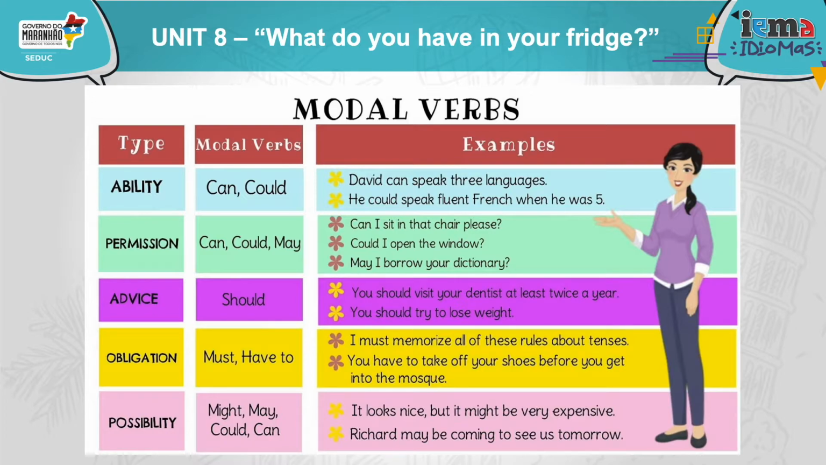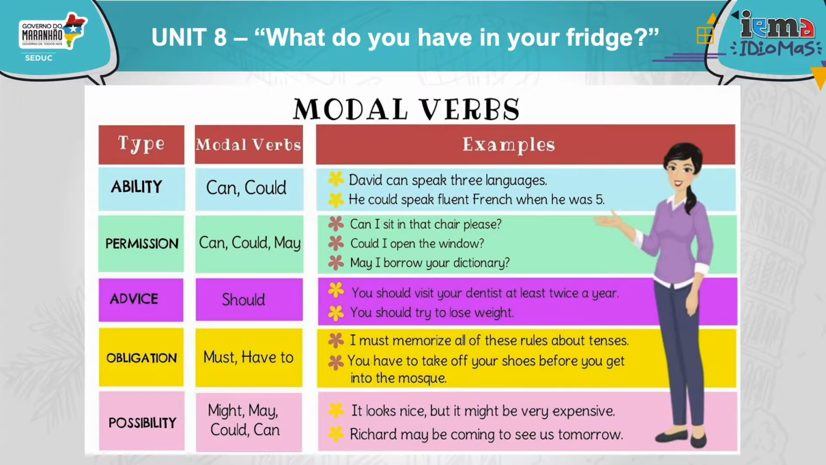And we have there about possibilities. We have there might, may, can, and could. If you see, can is a very common verb to express and to be used in many situations. But you have to understand the meaning and the context of the sentence to use can or could. So there, for example, it looks nice, but it might be very expensive. So might indicates a possibility. You don't know the price. It looks nice, but it might be very expensive. It's a possibility. Or we have there, Richard may be coming to see us tomorrow. So may also indicates a possibility, okay? It's not something certain. It can happen, but we don't know. We're not sure about it, okay?